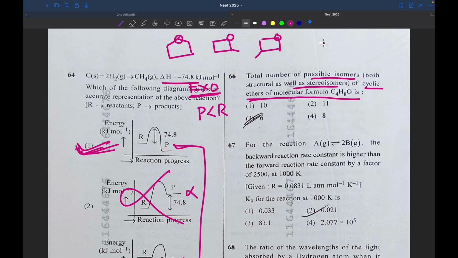Okay. And here is another one where we have a cyclic ether. You have 2 alkyl groups here, and here it is 2. Here is another one where you have this kind of structure. So 1, 2, 3, 4, 5, 6. 6 are possible, but chiral centers we also need to count, right? So this can be cis or trans.